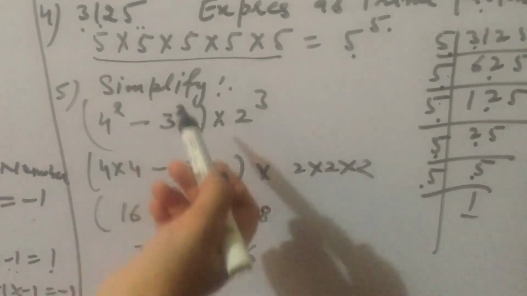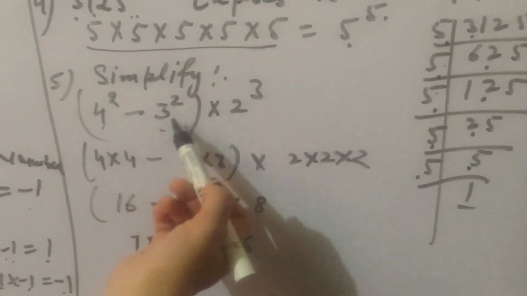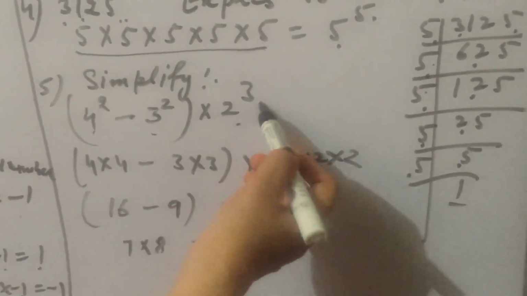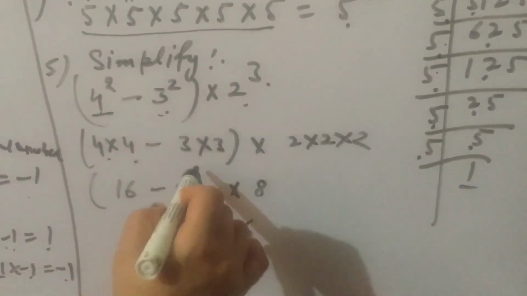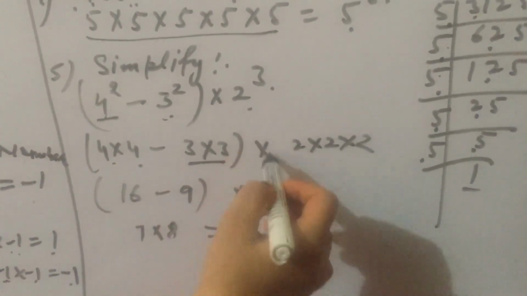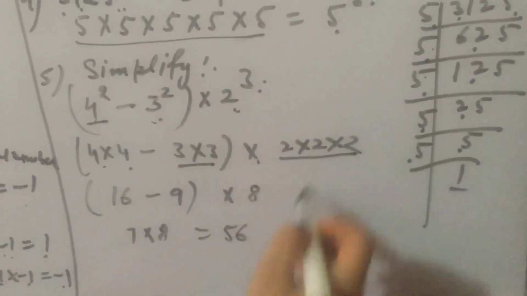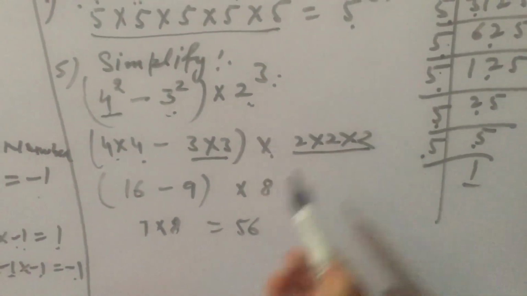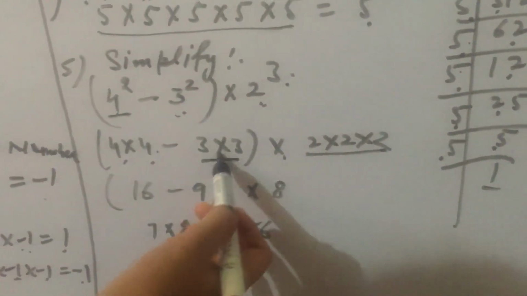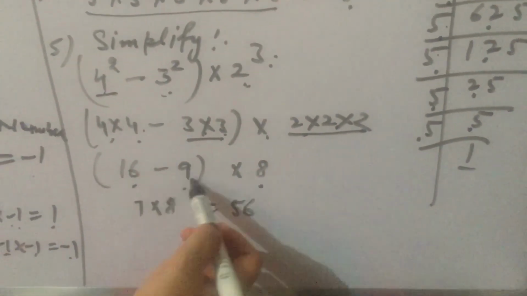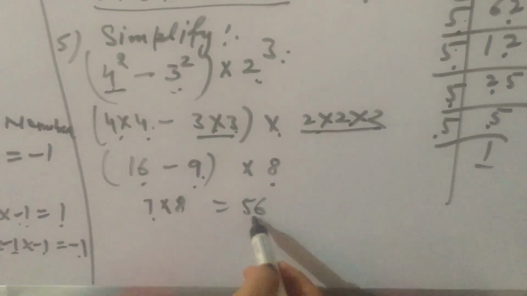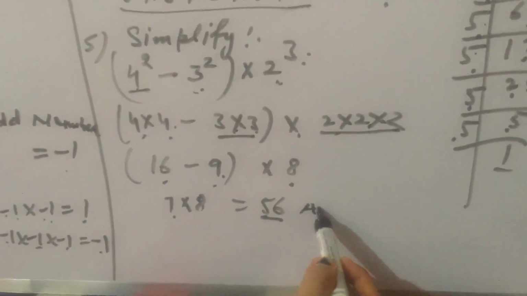Next question, we have to simplify 4 raised to power 2 minus 3 raised to power 2 into 2 raised to power 3. 4 raised to power 2, 4 into 4, minus 3 raised to power 2, 3 into 3, into 2 raised to power 3. 3 times we have to write 2 into 2 into 2. 4 4s are 16 minus 3 3s are 9 into 2 into 2 into 2, that is 8. 16 minus 9, 7. 7 into 8, 56. So 56 is the answer.